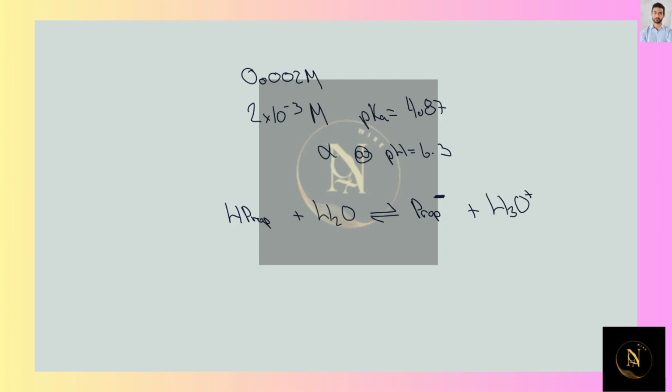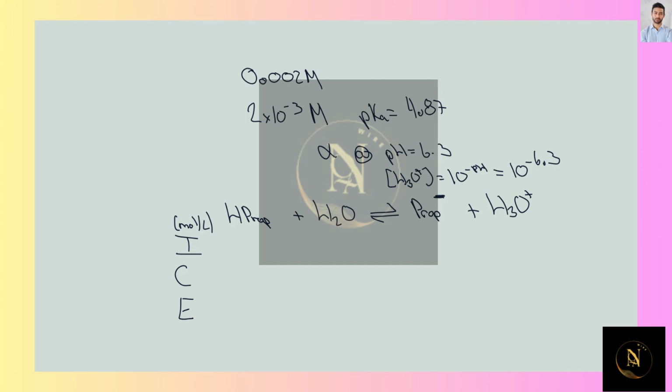Now, first piece of information: we know the pH. The pH is related to the concentration of H3O plus as 10 to the minus pH. So this concentration is equal to 10 to the minus 6.3. With this, we can start our ICE table, in moles per liter, because we are already given the concentrations, and we're going to replace the values over here.